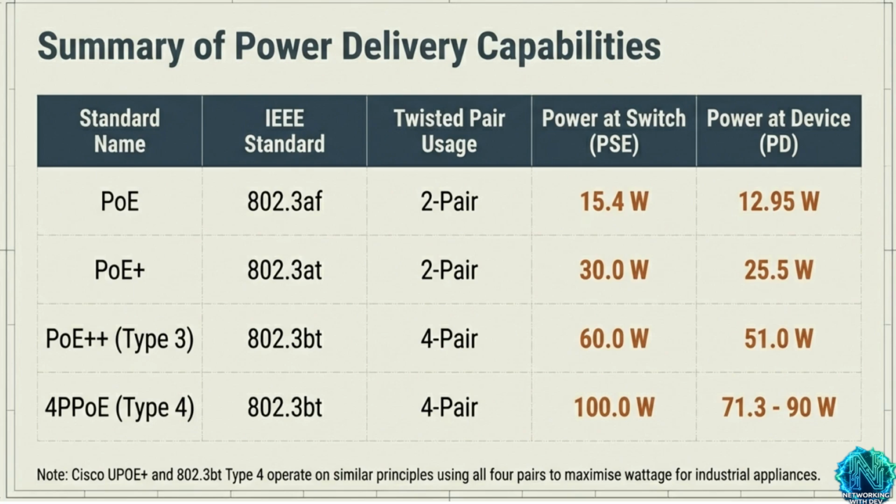However, I want to draw your attention to the final column, power at device. Because of that electrical resistance we discussed, you must plan for a significant drop. For a 100-watt Type 4 source, your device may only receive between 71 and 90 watts. Whether you are installing a simple VoIP phone or a high-end industrial appliance, matching the right IEEE standard to your hardware is what ensures a stable, safe, and efficient network.